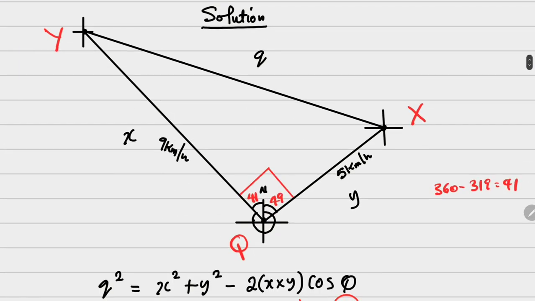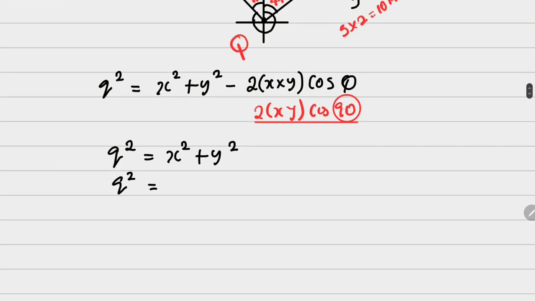We are going to get our distances. Remember, for us to get the distance x, we know that distance is equal to speed times time. So we are going to have the speed, which is 9 kilometers per hour times 2 hours. So this is going to be 18 kilometers. When we come to look for y, we are going to have 5 times 2, which is going to be 10 kilometers. So we are done with that.